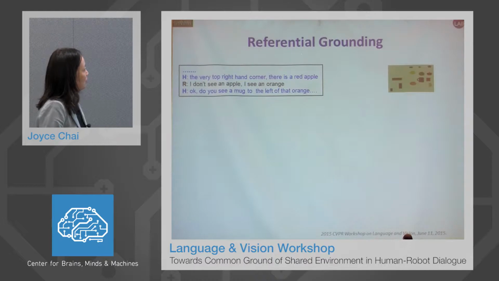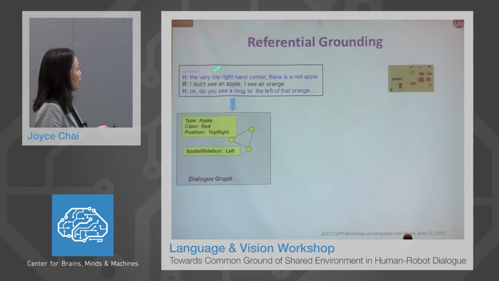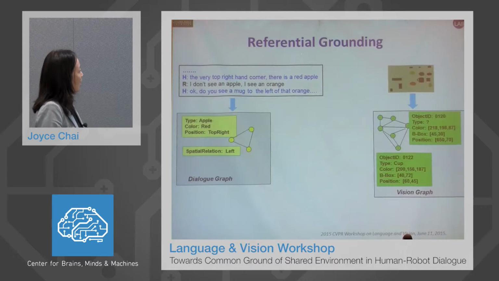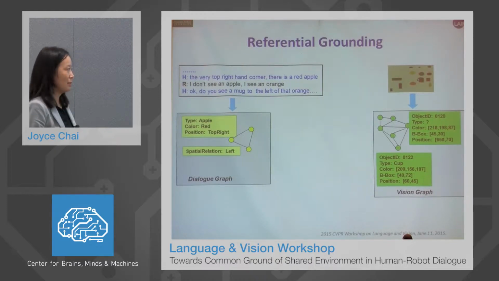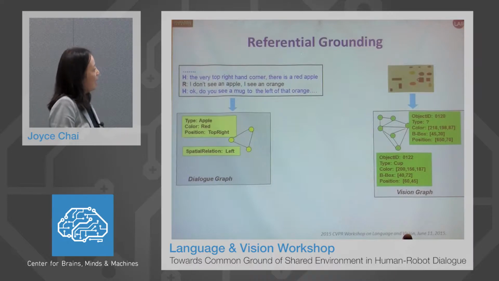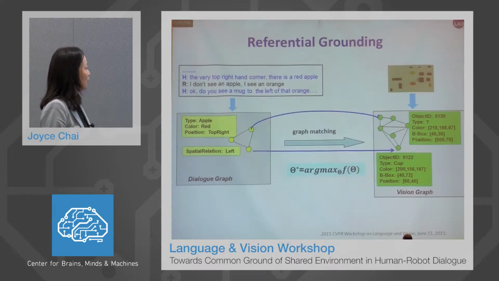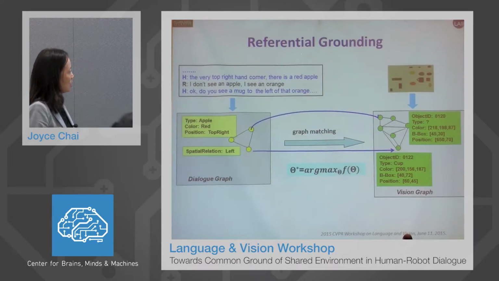So based on this, we developed a graph-based approach. Essentially, we use the dialogue graph to capture this linguistic discourse. Here, each node represents a linguistic expression, and the edge represents the semantic relations between these linguistic expressions. And we use a vision graph to capture the perceived shared environment. Here, each node captures the perceived object as well as lower-level numerical features. Given this representation, the referential grounding can be formulated as a graph matching problem. Essentially, it is to match the dialogue graph to the vision graph in a way that maximizes the overall compatibility between these two graphs.